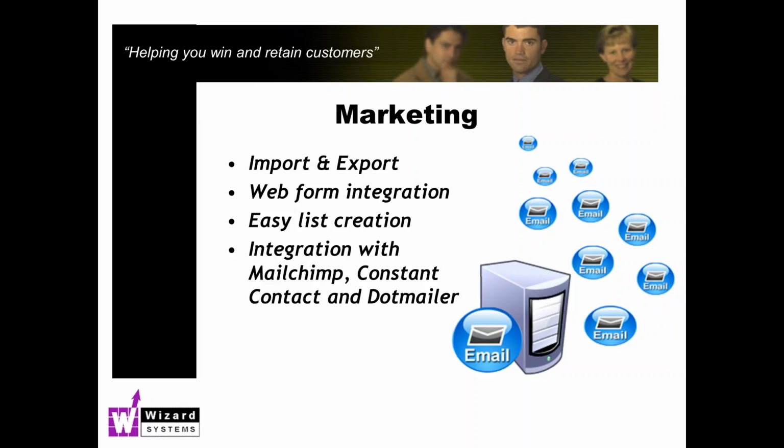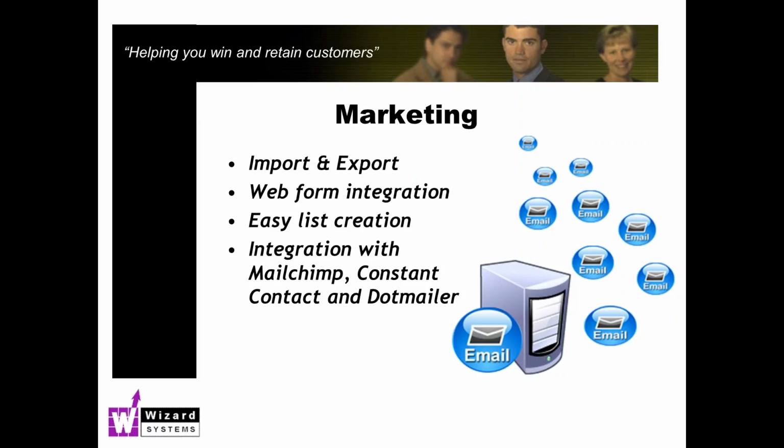So putting our marketing hat on, we've got an easy way of creating lists in Workbooks. The bottom line is, if we're tracking a certain bit of information in Workbooks about our clients and contacts, we can create a list based on that criteria, and Workbooks, as standard, will link with MailChimp, Constant Contact, and dotmailer. The link with MailChimp, for example, and that's probably the most popular system that we come across in the UK, is a two-way link.